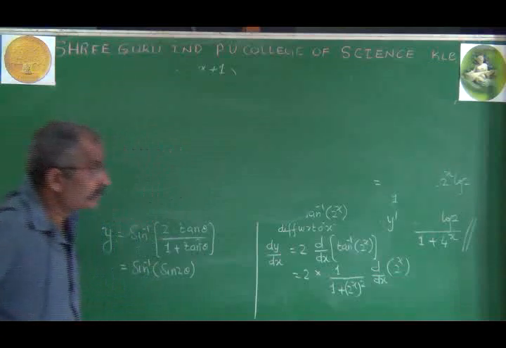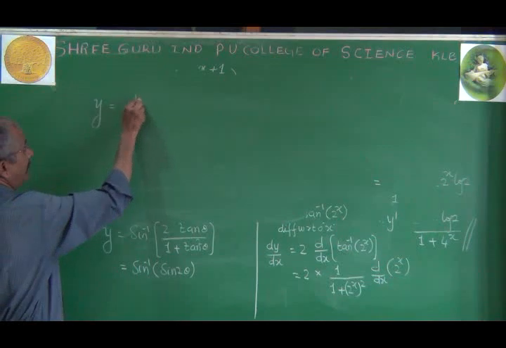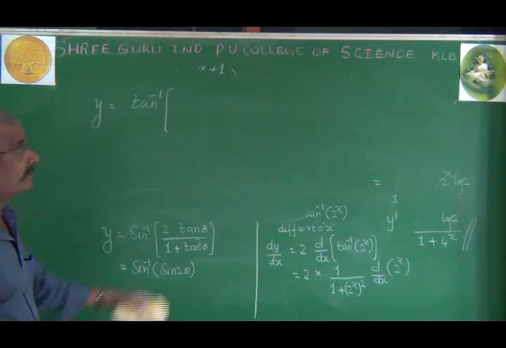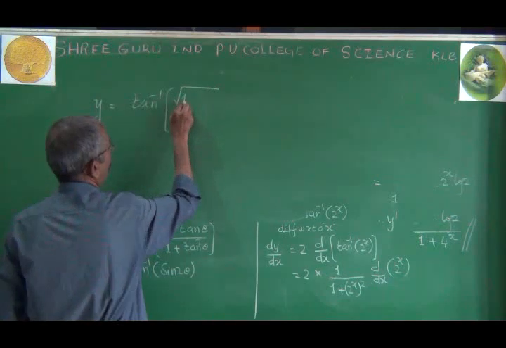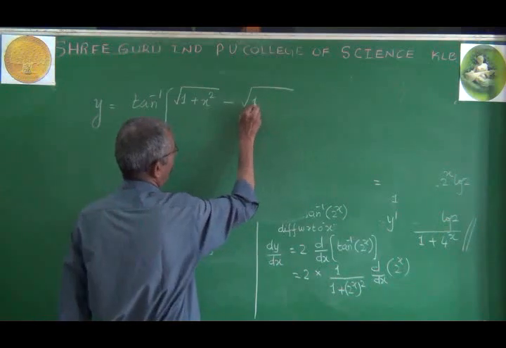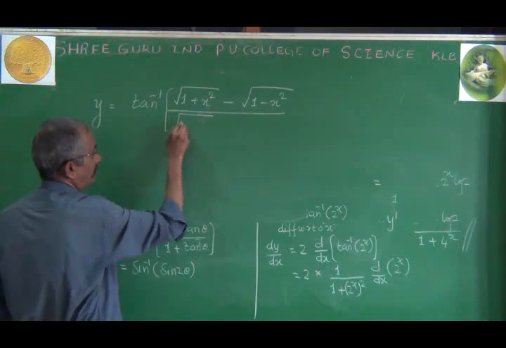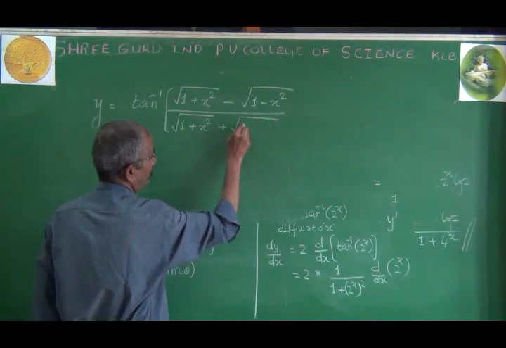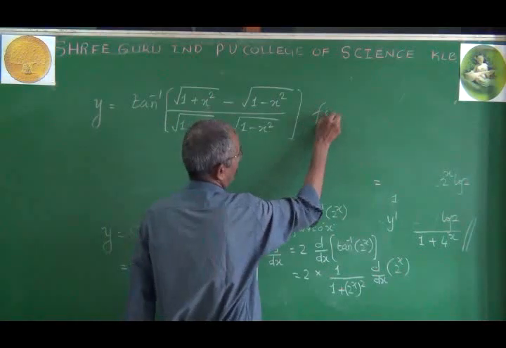If y is equal to tan inverse of (square root of 1 plus x square minus square root of 1 minus x square) whole divided by (square root of 1 plus x square plus square root of 1 minus x square), then find y dash.